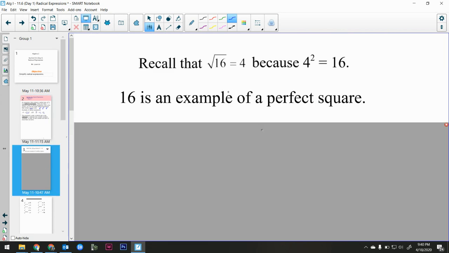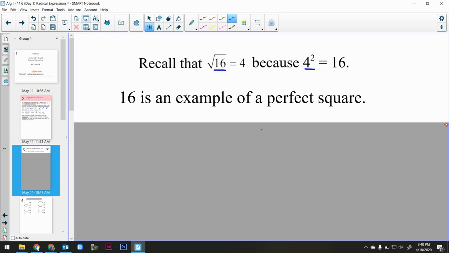So recall that the square root of 16 is 4, right? How do I know that? Well, because I want to figure out what number multiplies by itself to get 16. So 4 times 4 is 16. A lot of people think a square root is just dividing by 2, and that's not the case. A square root is finding the number that multiplies by itself to get that value, like 4 squared is 16. So 16 is considered what's called a perfect square.